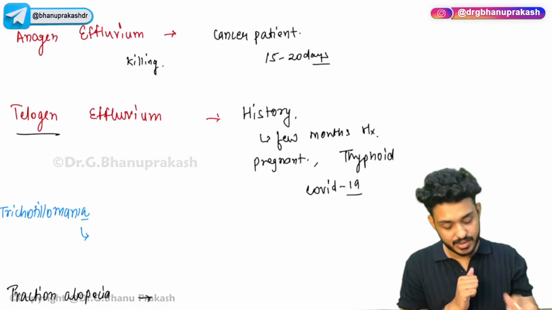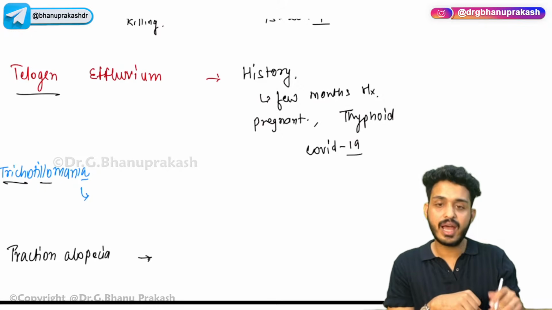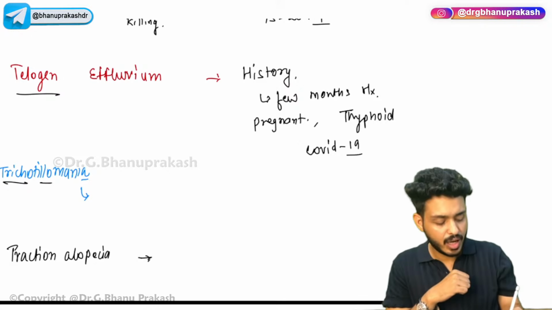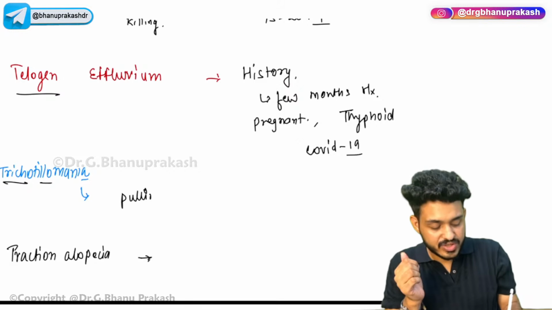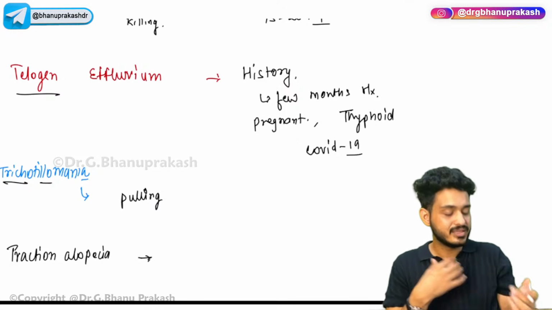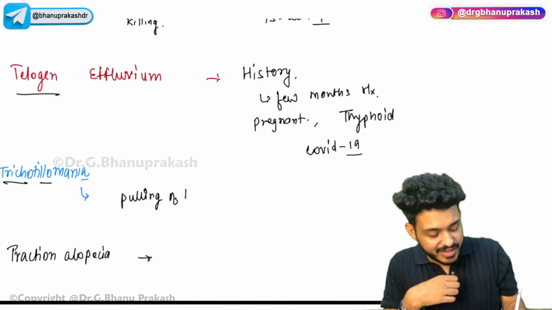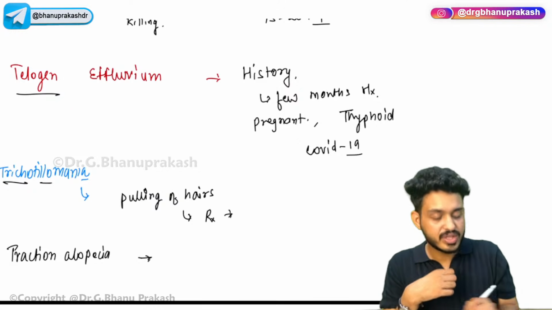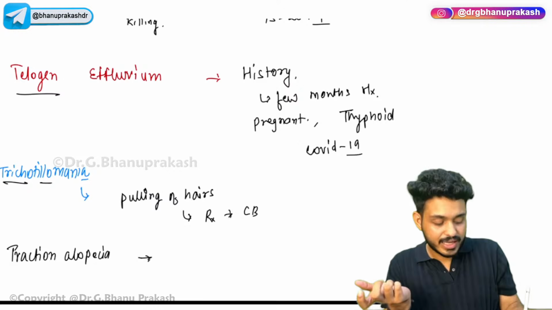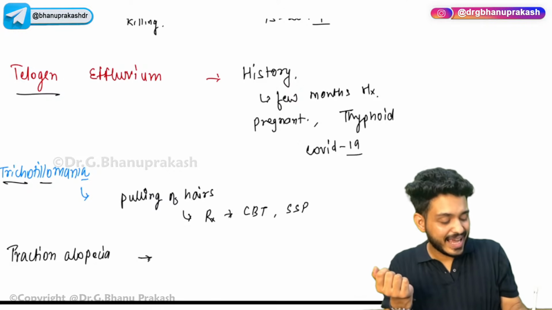Next we are having trichotillomania. Tricho means hair, tillo means pulling, and mania is a psychiatric condition. So how will you treat this particular condition? Here you will be having a patient who is getting satisfied just by pulling his or her hairs, right? So pulling of hairs you will be seeing. How will you treat this? First thing you can give CBT, that is cognitive behavioral therapy. Another, you can use an SSRI drug.